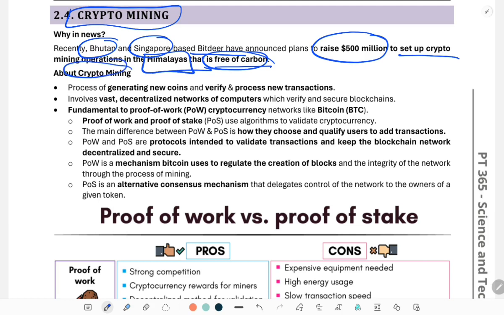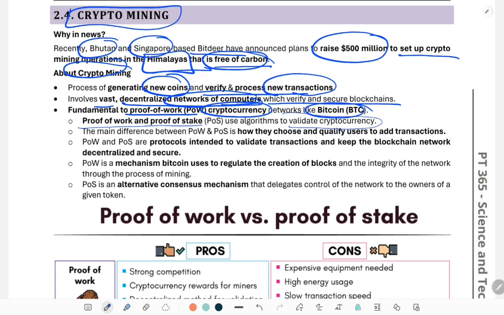It is a process of generating new coins and verifying new transactions, and it involves a vast decentralized network of computers which verify and secure the blockchains. It is fundamental to proof of work cryptocurrency networks like Bitcoin. Proof of work and proof of stake use algorithms to validate cryptocurrency.